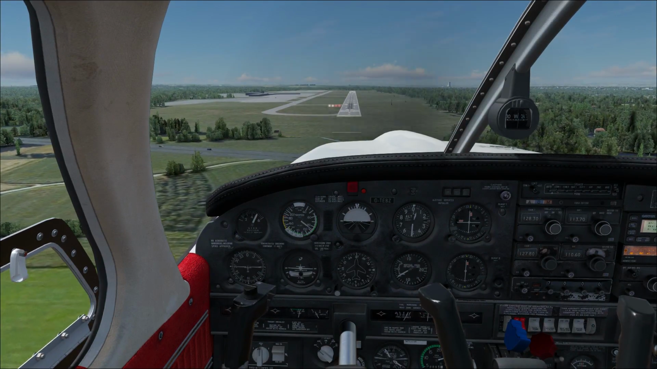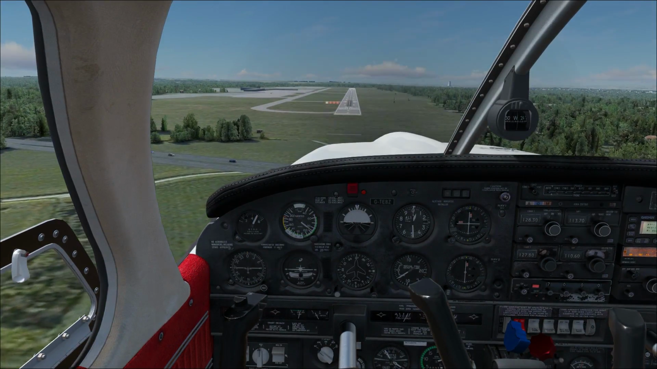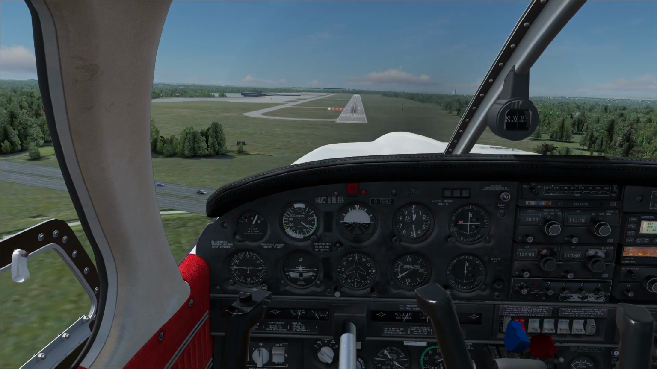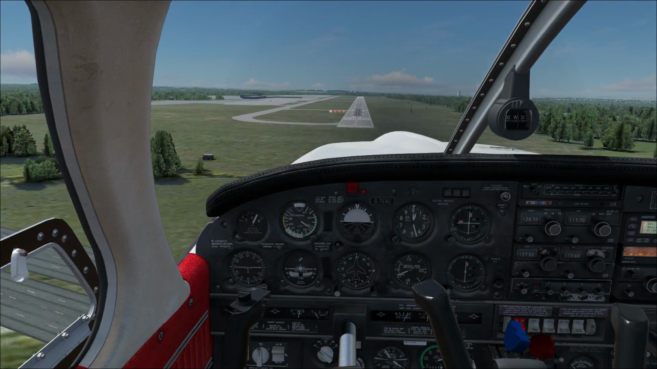Coming in over the M1. This is probably the best landing I've ever done. Oh, what do you know? That was going to happen.